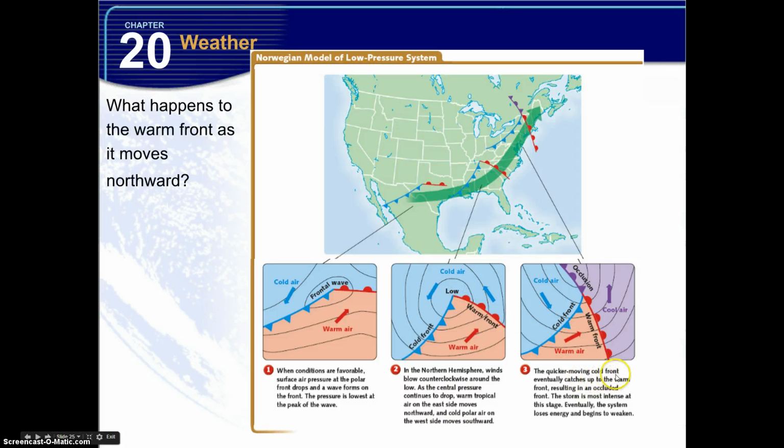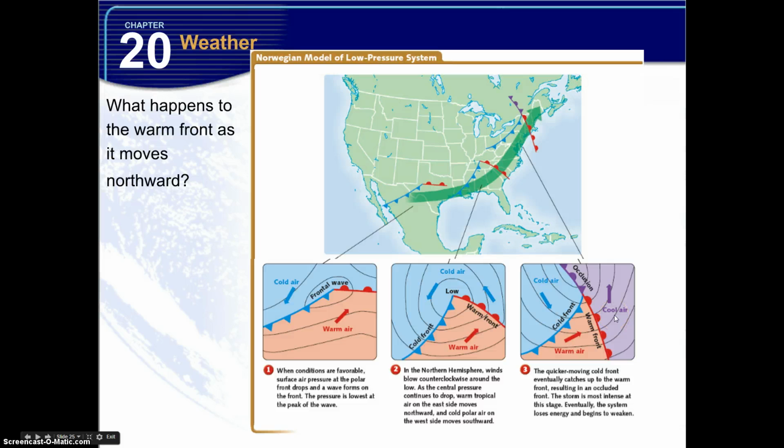Now the quicker moving cold front eventually catches up to the warm front. What did we call that? That's an occluded front. Notice how we see an occlusion right here. Now the resulting occluded front, at that point we might see the storm intensifying at this stage. Eventually the system will lose energy and begin to weaken after condensation begins to decrease, and we don't see as much movement of that rising warm air.